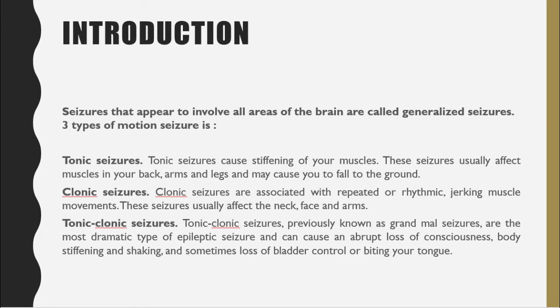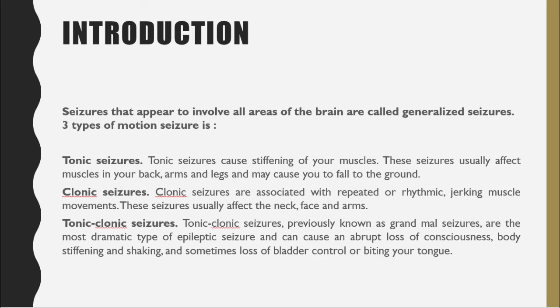Seizures that appear to involve all areas of the brain are called generalized seizures. Three types of motion seizures: first is tonic. Tonic seizures cause stiffening of your muscles. These seizures usually affect muscles in your back, arms, and legs and may cause you to fall to the ground.